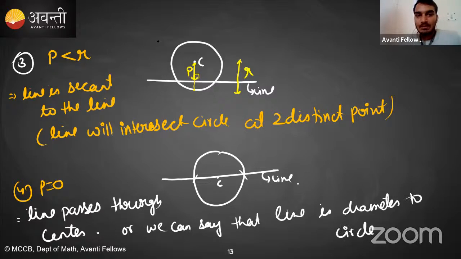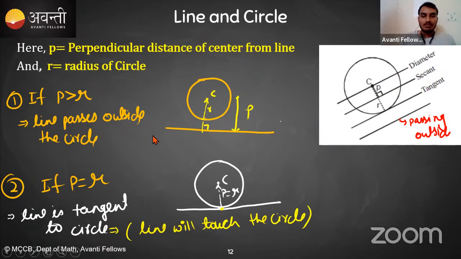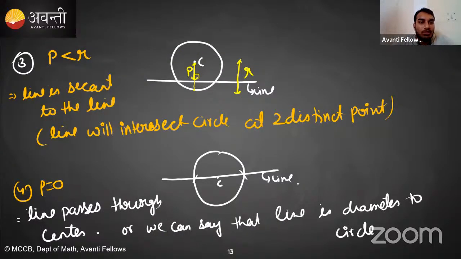So there can be four possibilities. If the perpendicular distance from the center to a line is greater than the radius, p greater than r, then the line is passing outside the circle. If p is equal to r, then the line is tangent to the circle, so the line will just touch the circle. The third case is p less than r, which means the line is a secant to the circle. And the fourth case is p equal to 0, which means the line passes through the center.